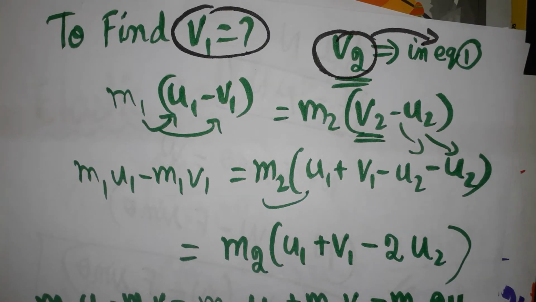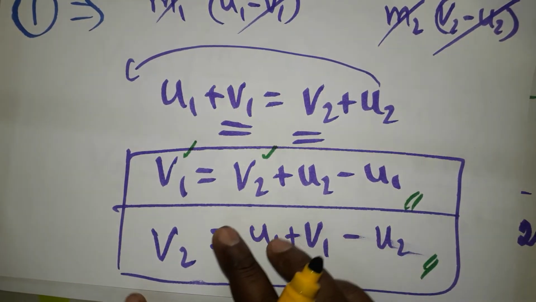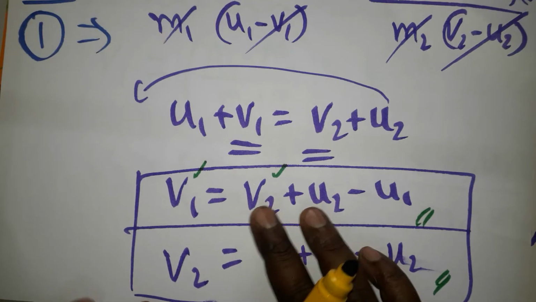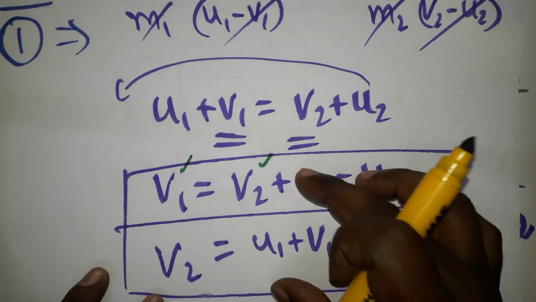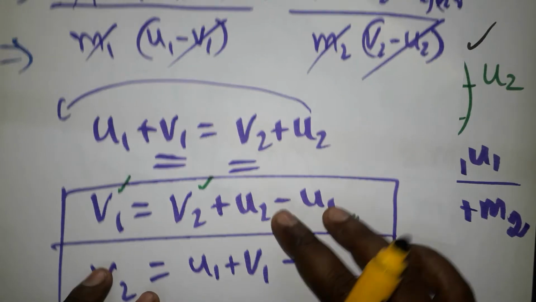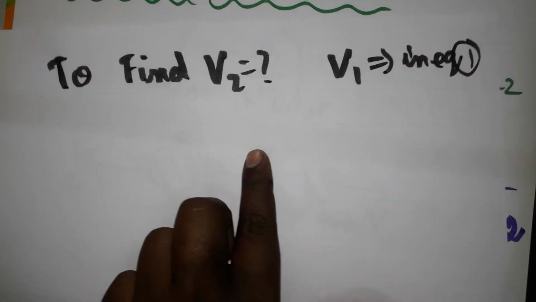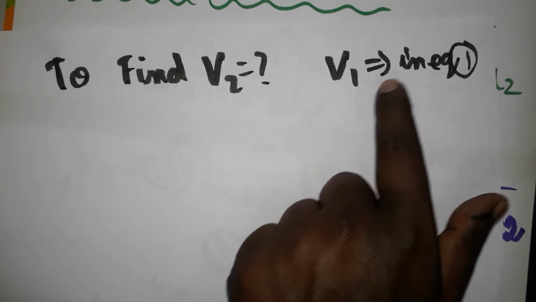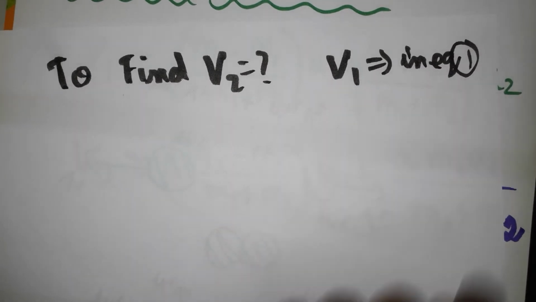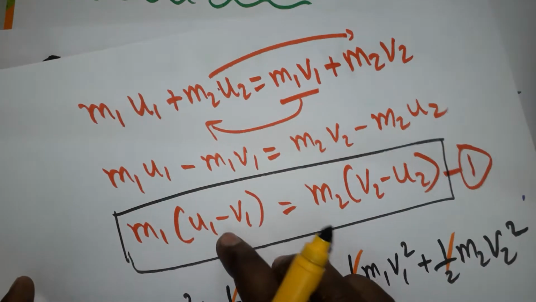Now we know what the v1 velocity and v2 velocity are. We already derived them. Now I am going to find the v2 velocity. When you want to find the v2 velocity, you have to substitute the v1 expression in equation 1. So what is equation 1? We already have it. This is equation 1.